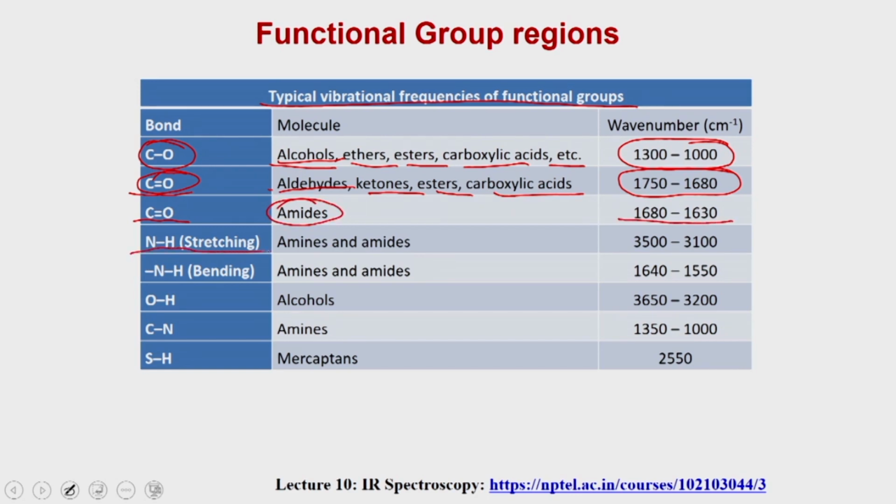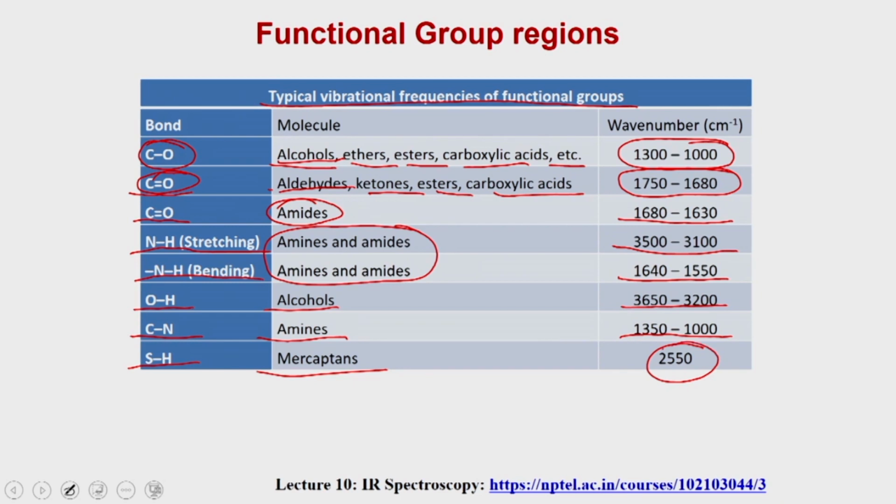Then you have the N–H stretching or N–H bending. Both are present in amines or amides, and they absorb in the range of 3500 to 3100 or 1640 to 1550. Then you have the O–H present in alcohols, which absorbs in the range of 3650 to 3200. Then you have the C–N present in amines, which absorbs in the range of 1350 to 1000, and then the sulfhydryl or S–H group present in mercaptans, which absorbs around 2550.